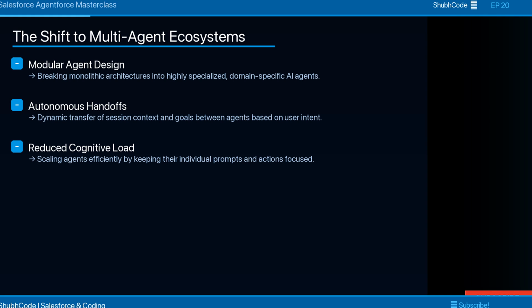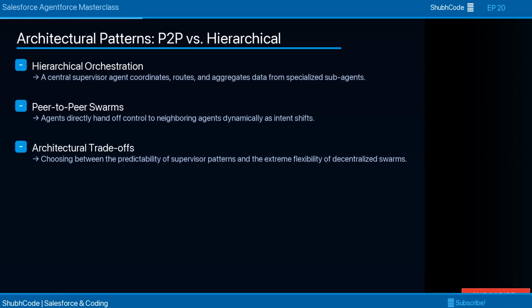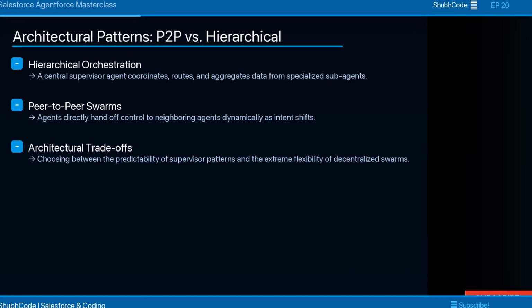When orchestrating multiple agents, you must choose your architectural pattern wisely. In a hierarchical pattern, you have a primary coordinator agent that acts as the router, dispatching tasks to specialized subagents and consolidating the responses. In contrast, a peer-to-peer or decentralized swarm pattern allows agents to pass execution control directly to each other as the user conversation evolves. As a CTA, I recommend a hierarchical model for strict compliance and auditability, while peer-to-peer is perfect for dynamic cross-department workflows.